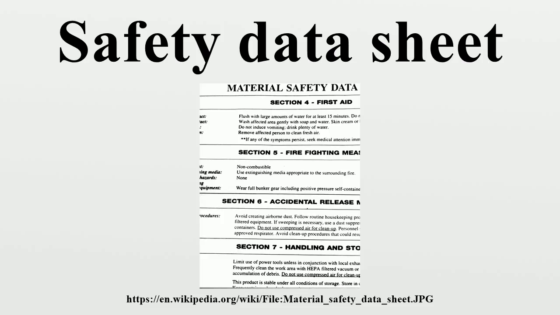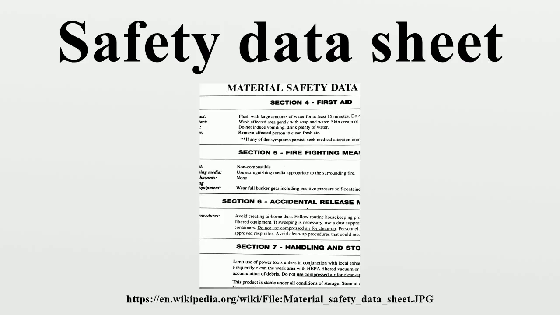The 16 sections are: Section 1. Identification of the substance, mixture and of the company, undertaking. 1.1. Product identifier. 1.2. Relevant identified uses of the substance or mixture and uses advised against. 1.3. Details of the supplier of the safety data sheet. 1.4. Emergency telephone number. Section 2. Hazards identification. 2.1. Classification of the substance or mixture. 2.2. Label elements. 2.3. Other hazards.